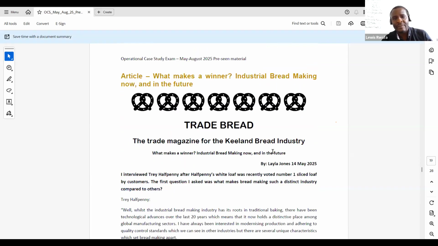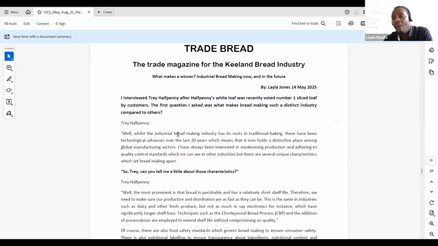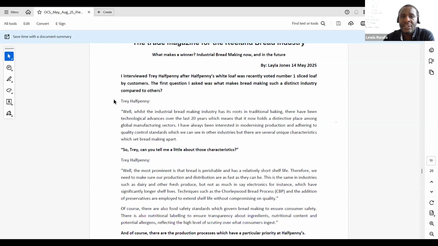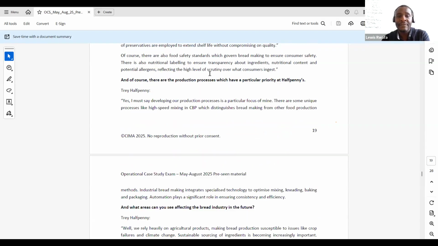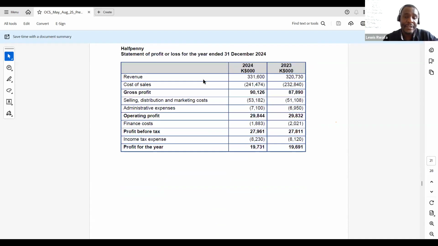Then here is an article, what makes a winner? Industry bread making. Guys, I need you to read about this in the next session. We're going to refer to the interview that was done by Halfpenny, when their white loaf was voted number 1. From a SWOT perspective, that's a strength when your bread is voted number 1 by customers. So when we do our SWOT analysis, we need to look at that. This whole interview is a read for you. I'm not going to read that, but I'm very fascinated to go on the information here, on the numbers.